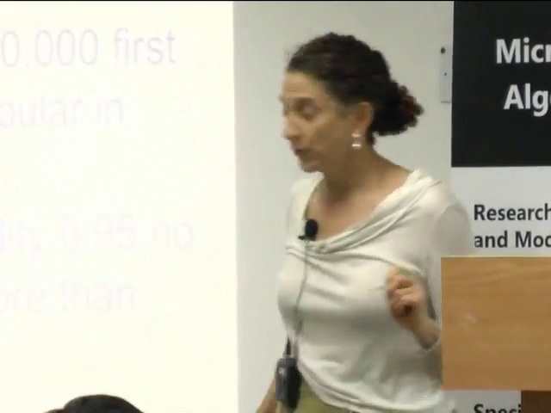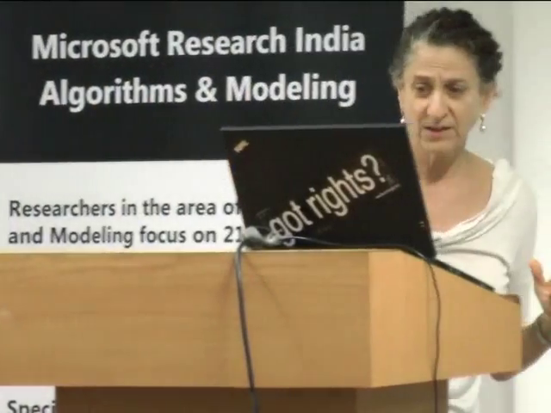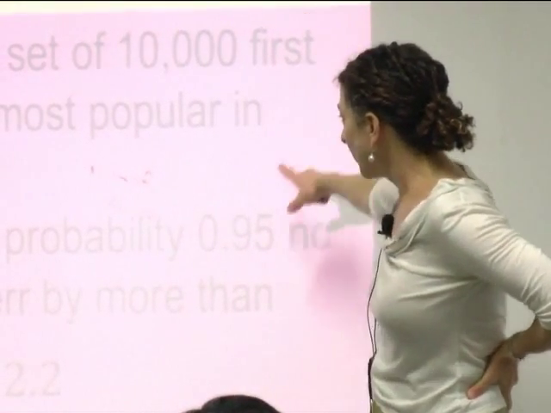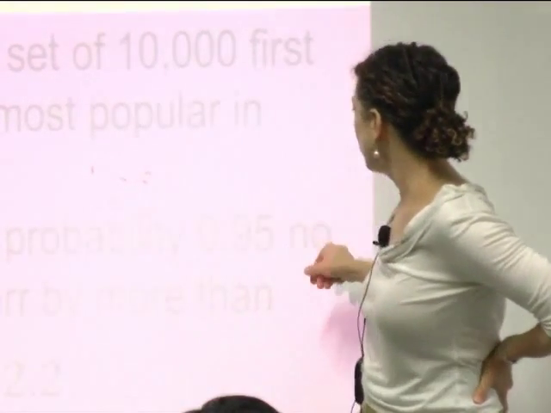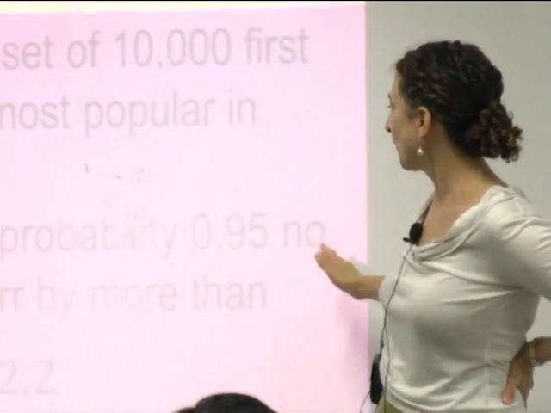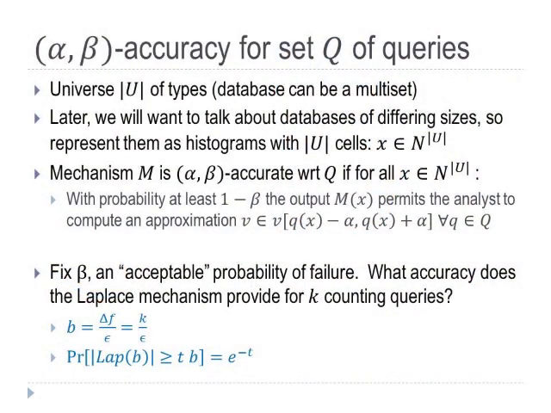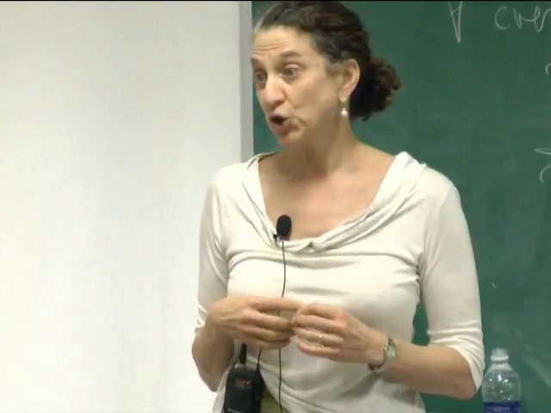So we saw this yesterday, and I made this claim, that if epsilon is 1, then with probability 0.95, no estimate will be wrong by more than about 12.2. So the first thing I want to do now is the math for that statement. Where did that math come from? And the general thing that we're talking about now is what we'll call alpha beta accuracy for a set Q of queries.